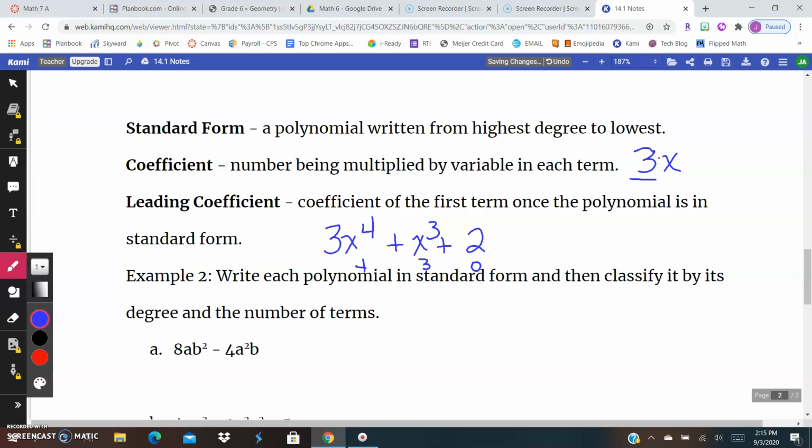So it's already written in standard form, from highest degree to lowest degree. And what is the coefficient in the very front? It is 3. So that would be our leading coefficient.